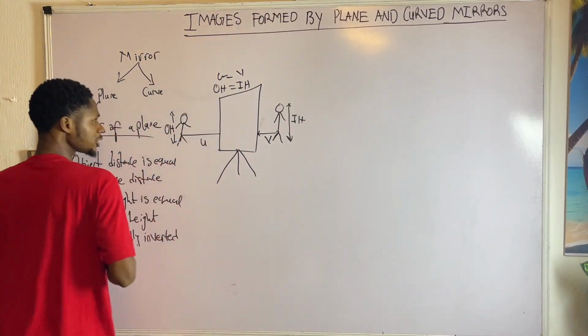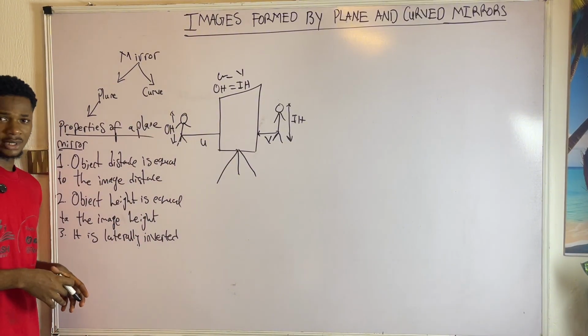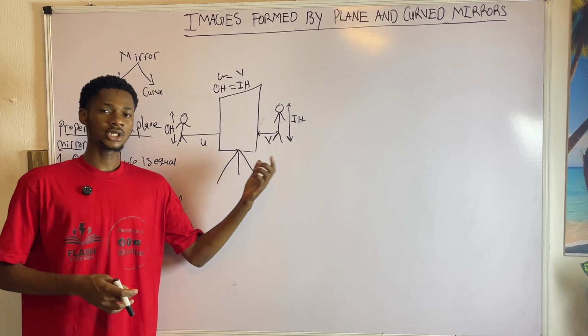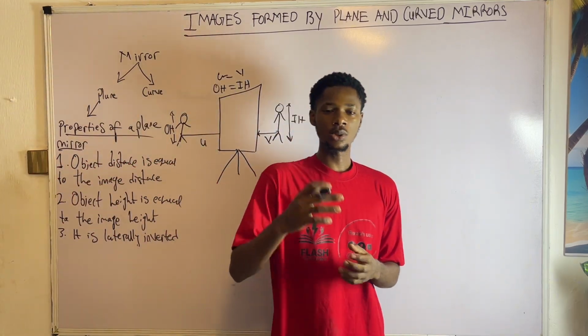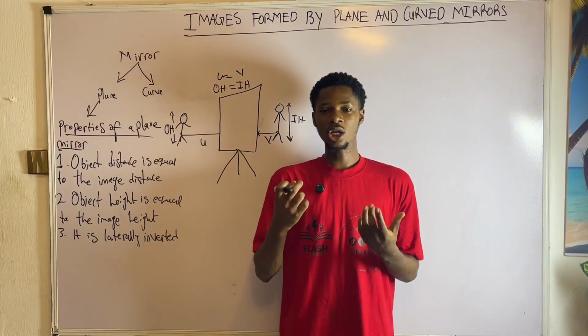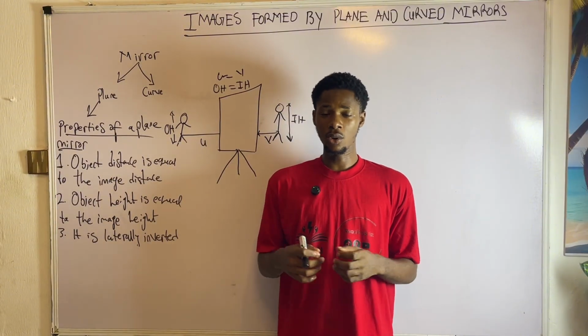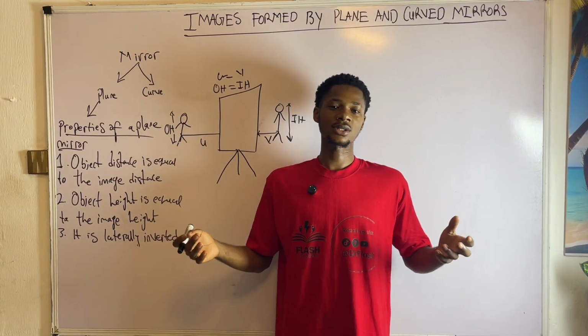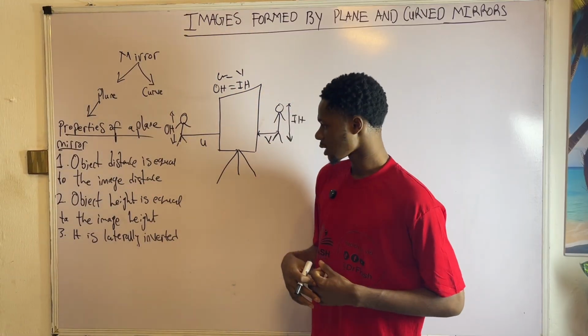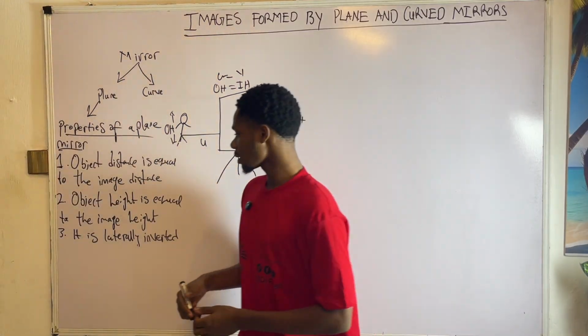Now, there are some other properties you can take note of. I don't necessarily need to write them here. The size of the object is the same as the size of the image. So if you are fat, you don't expect to go into a mirror and look at yourself and you'll be thin. It is not magic. If you are thin, you don't expect to look into a plane mirror and expect yourself to be fat. Or if you are skinny, you don't expect yourself to be muscular. That is the same size. So object size is the same as the image size.